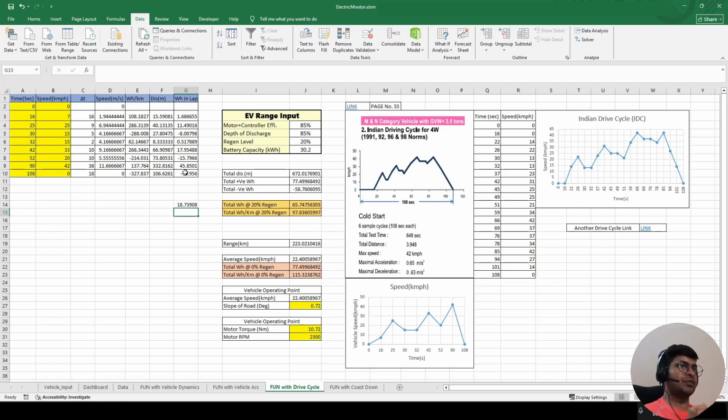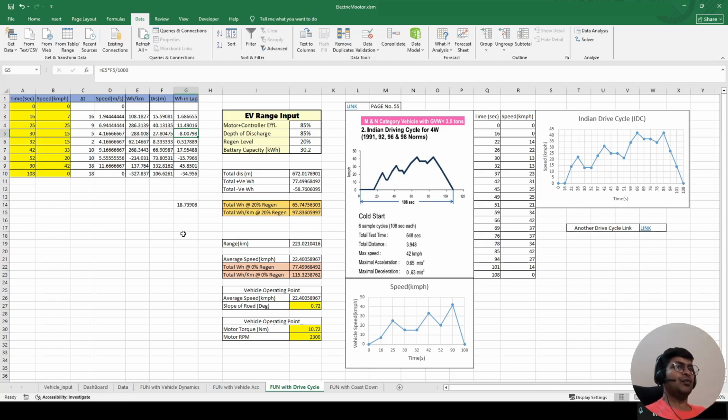What you assume is that during deceleration mode, when you are, let's say, coming from 25 kmph to 15 kmph, the energy went from motor to battery, which is 8 watt hour. You consider that 100% of the energy went back to the battery. But in a practical sense, this will be only 20%. And this term has a name, called regenerative braking system.